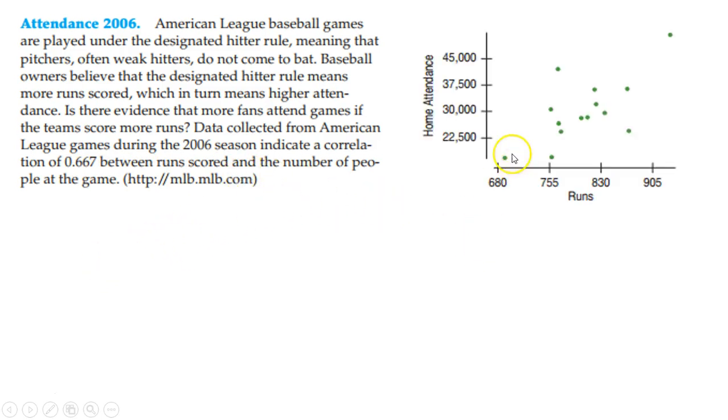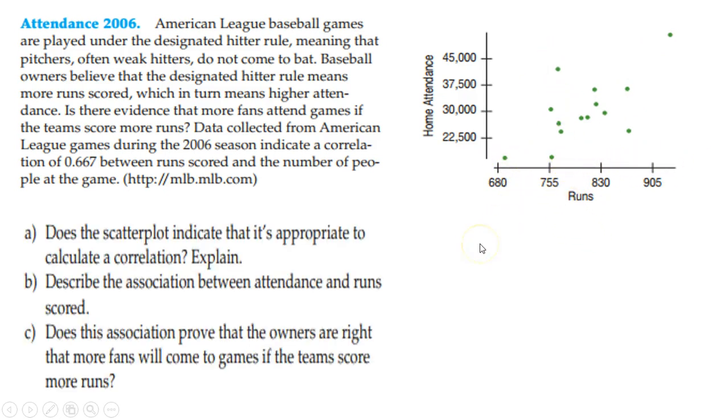So, this is what we got. It's from here to here. It looks like it's going up. It's kind of in the middle there, but the point is, they're trying to say the more runs a team gets, how's the attendance appear to be. So does a scatter plot indicate that it's appropriate to calculate a correlation? And explain and describe the association.